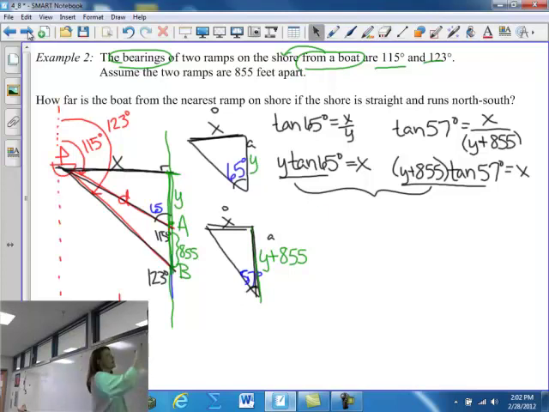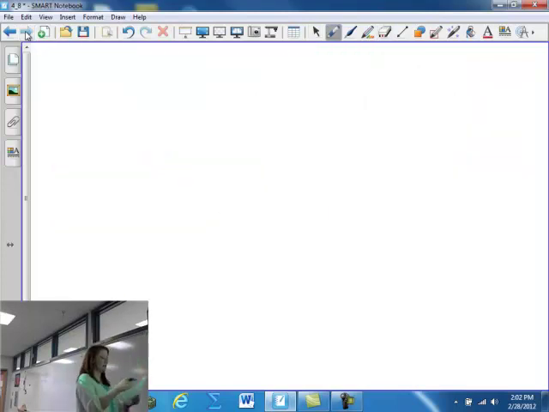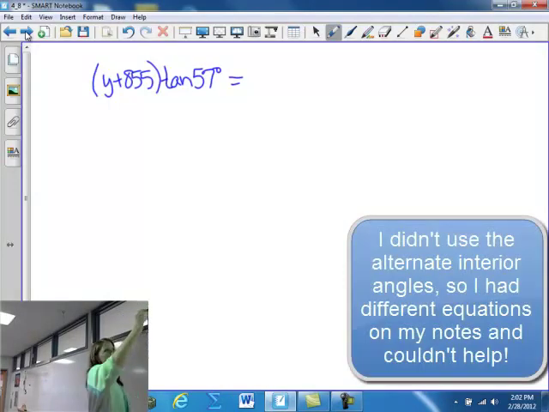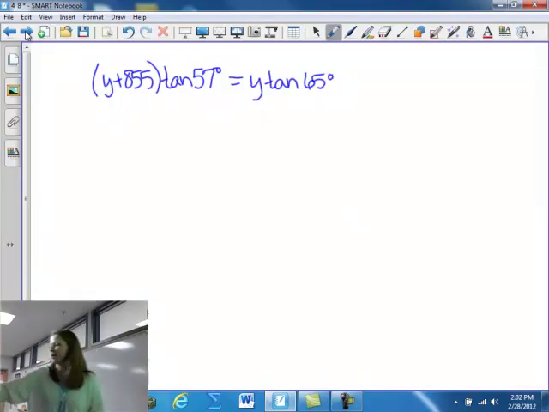All right, so let's fast forward here. And here's the equation that we're going to set equal. We had y plus 855, all times the tangent of 57. And that's going to equal y times the tangent of 65. And I'm going to stop looking at my paper and make my colleague do some work. All right, so we need to solve this for y.